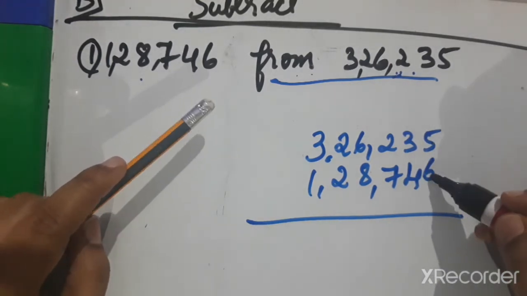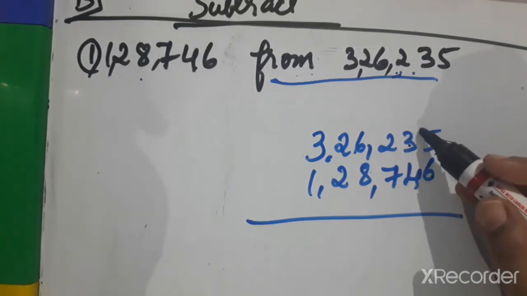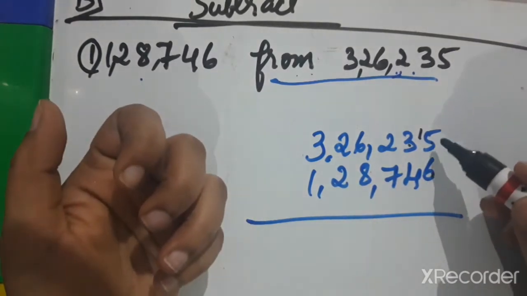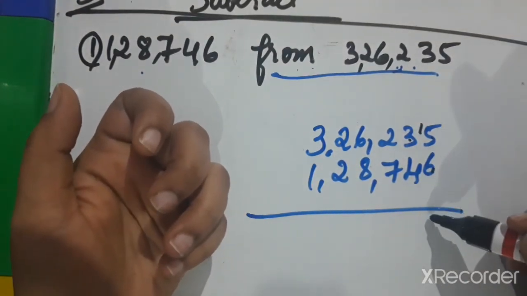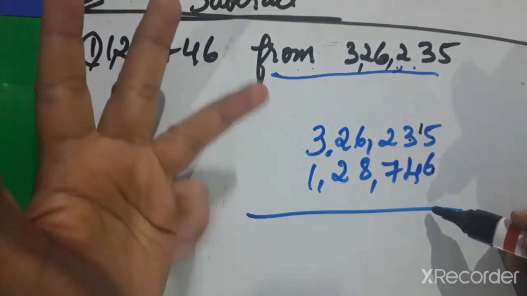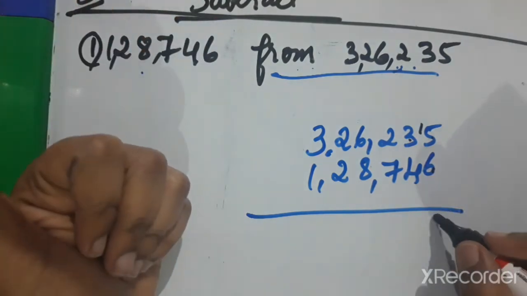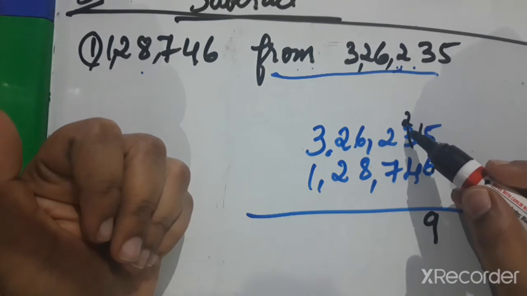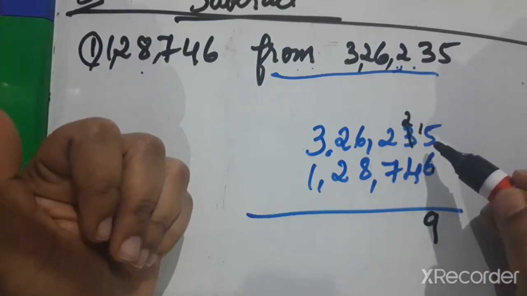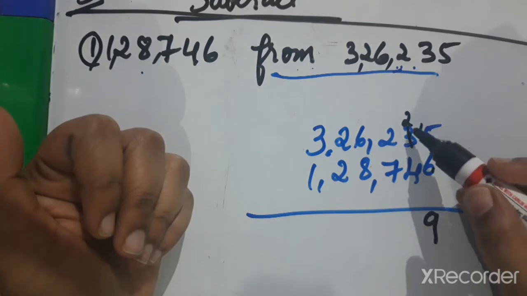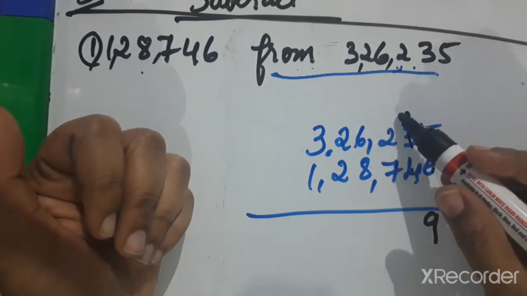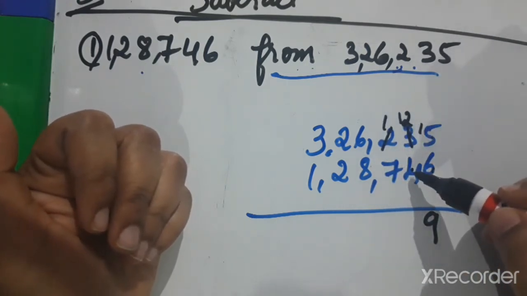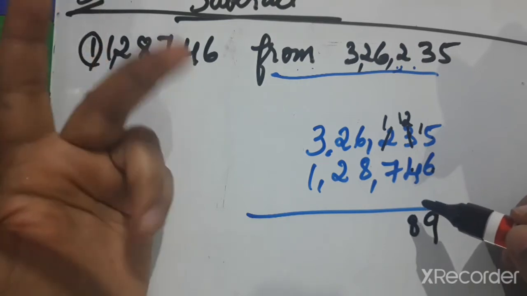Now 5 minus 6 we can't subtract, so borrow 1 from the next number. So here 1 means it becomes 15. 15 minus 6 means equalize 6 to 15, so we get the subtracted value. 7, 8, 9, 10, 11, 12, 13, 14, 15. How much? 9. Now here 2, it was 3. He gave 1 to this number, so now 3 becomes 2. 2 minus 4 we can't subtract. Borrow 1 from the next number. So it becomes 12, and this is now 1. 12 minus 4 means 8.